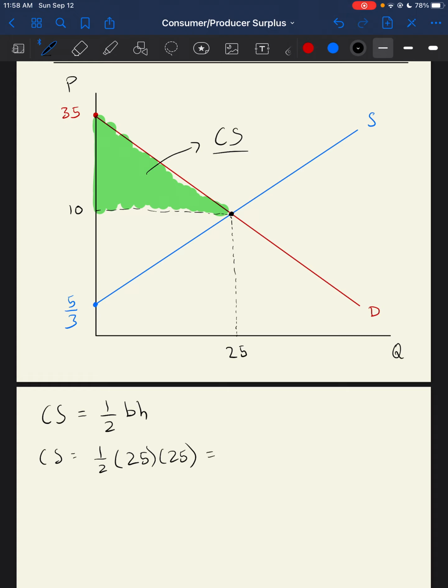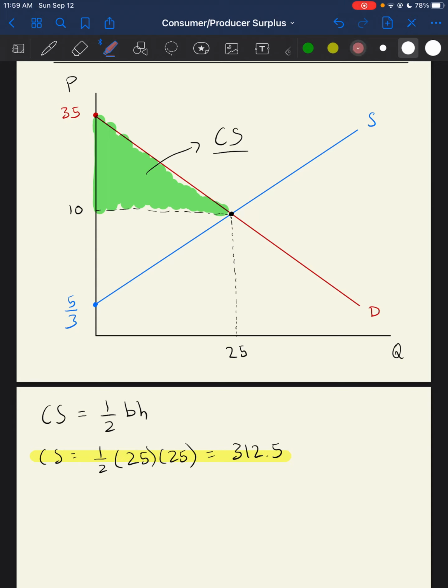So now we can just plug this into a calculator, making sure I'm doing my math correctly. This will come out to be 312.5, and we'll say that this is in terms of dollars. So our consumer surplus is basically just $312.50. That's how we'd say it. That's the additional benefit that consumers are deriving by participating in this market transaction.